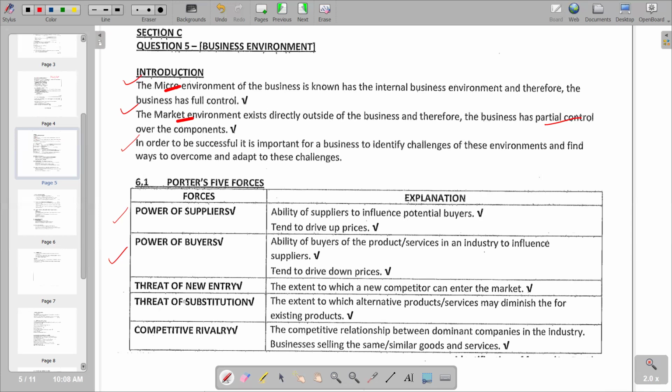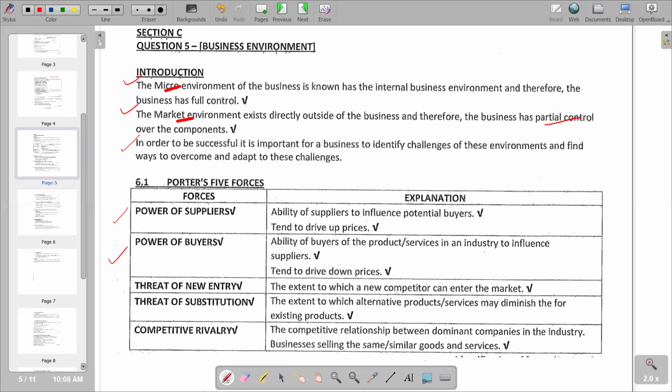The third part, we've got threat of new entry, whereby we are saying that in the industry the business is operating in, there is a threat that a new business can come and operate in that industry. That becomes a threat of new entry. So the explanation that we have reads: the extent to which a new competitor can enter the market. So basically, that's what we have.